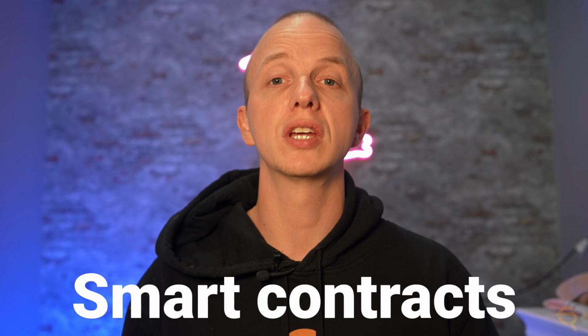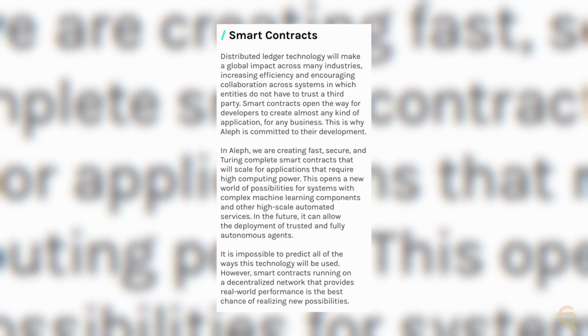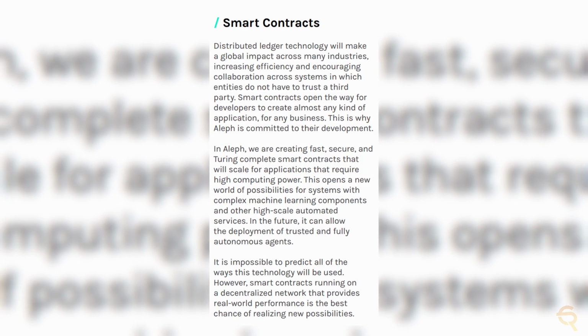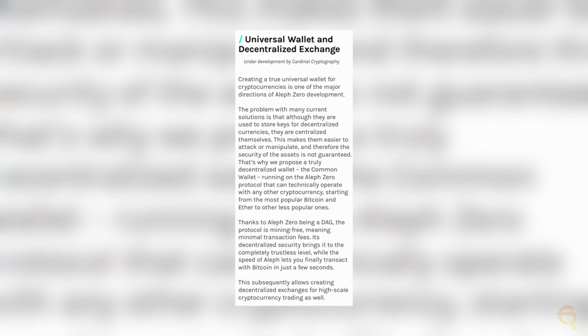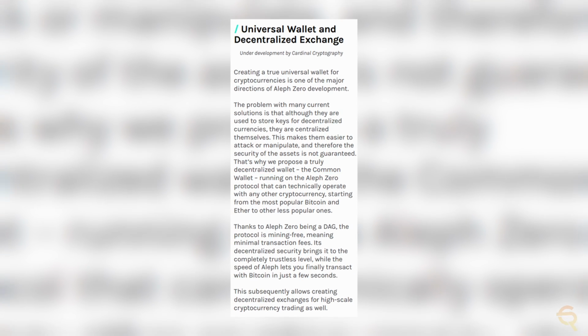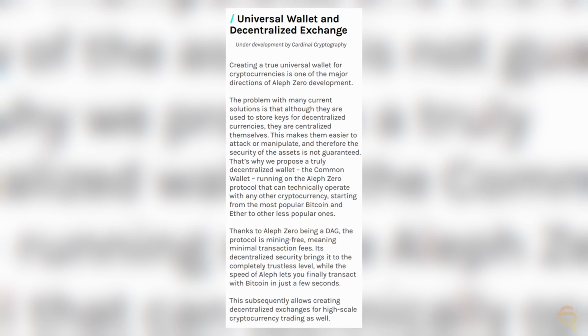For smart contracts, they want to create fast and secure smart contracts that will scale for applications that require high computational power. This opens a new world of possibilities for systems with complex machine learning components and other high-scale automated services. One other major direction Aleph Zero is heading into is the creation of a universal wallet in a decentralized exchange.